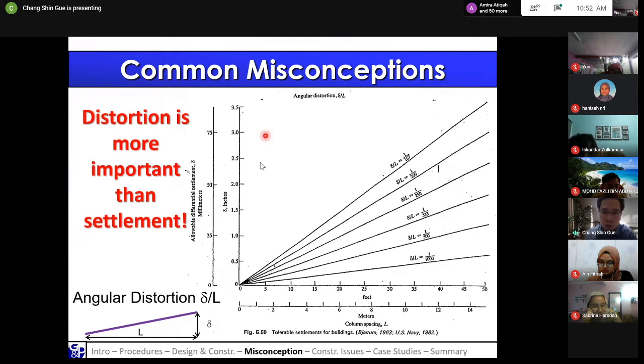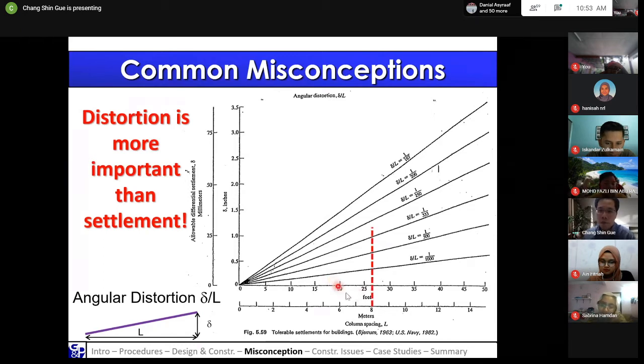This graph gives you on the y-axis 2 scales, so don't be alarmed by these 2 lines here. One is differential settlement in millimeters, and the other one is in inches. On the x-axis is the column spacing, again in 2 scales, one in meters, one in feet. So for example, if you have a column spacing of 8 meters, and let's say your differential settlement is 25 millimeters, that gives you a delta over L of 1 over 333. That is your distortion.